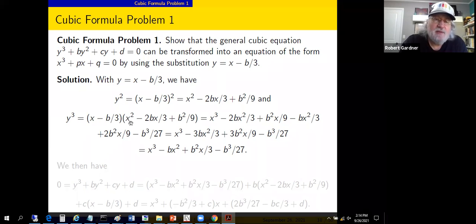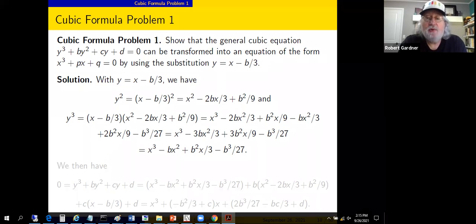Also, we had a formula to cube binomials in our past, but let's do it one step at a time. If we take the x and distribute it over these three terms, that gives us an x cubed minus 2b x squared over 3, plus b squared x over 9, say. Distribute the minus b over 3, that will give a minus b x squared over 3, there it is. This times this will be positive 2b squared x over 9, multiplying numerators and denominators. And finally, negative b over 3 times b squared over 9 will give us negative b cubed over 27.